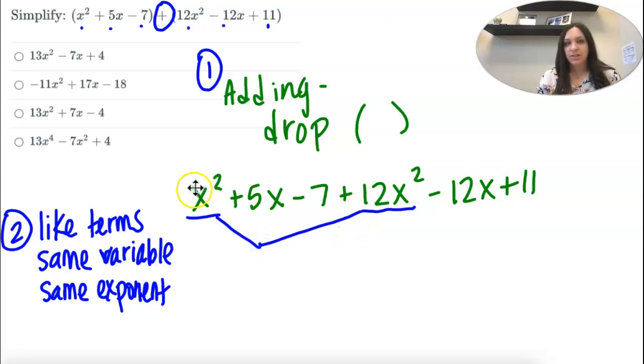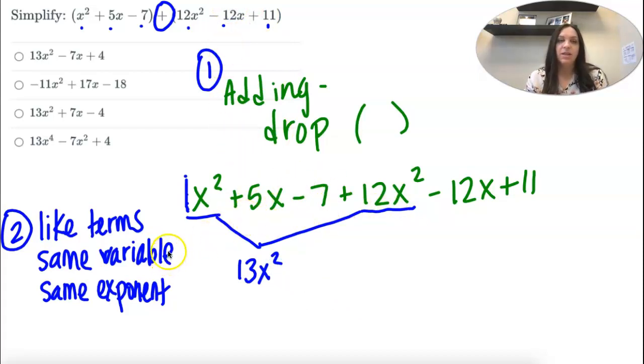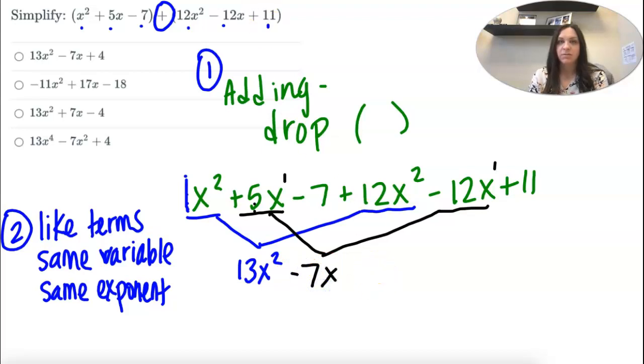So there's an invisible number here in front of the x squared. That's 1x squared plus 12x squared. So those add to 13x squared. And then we're going to do that with all the other ones. So here, same variable, same exponent. So this is x to the first power, x to the first power. So I'm going to take 5 minus 12, which is negative 7, and then the x comes along.